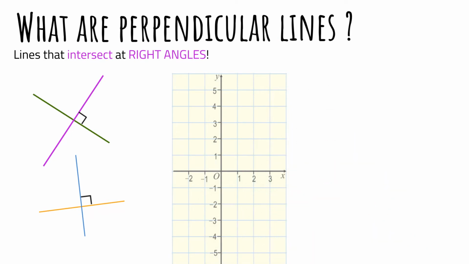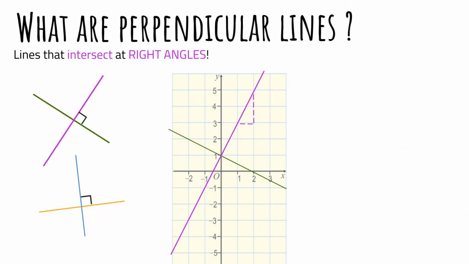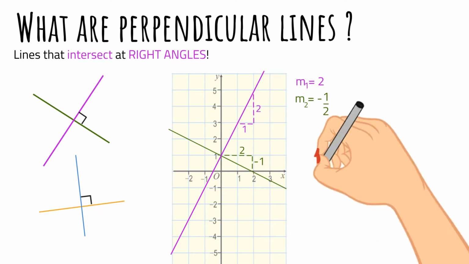But let's have a look what happens when we plot perpendicular lines on a graph. Well, let's find the gradient of that purple line, and I have a change in y of 2 and a change in x of 1. So my gradient is 2 over 1, which is 2. I'm going to call that m1. My second gradient, I have a change in y of minus 1 and a change in x of 2, making my second gradient minus 1 over 2.